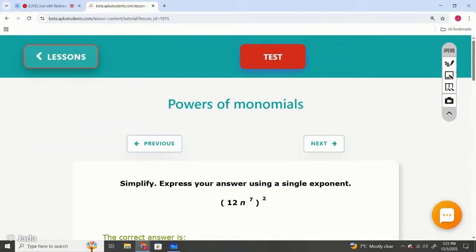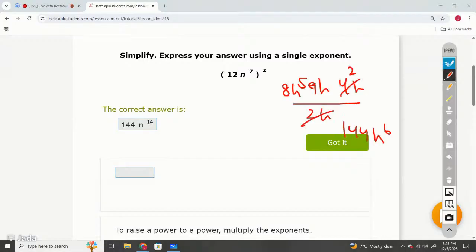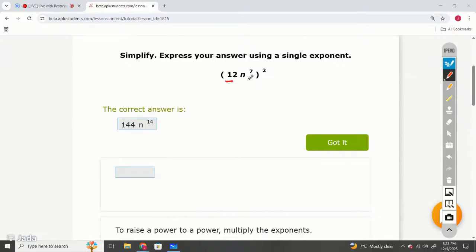Simplify 12 and 7 square. So we need to calculate the square, right? Calculate the square of both the things. You need to calculate the square of 12 also. 12 square means you have to do 12 times 12. And for the exponents, you need to multiply the exponent by 2. So that is 144 and exponent 14.